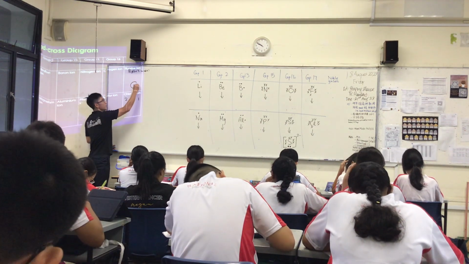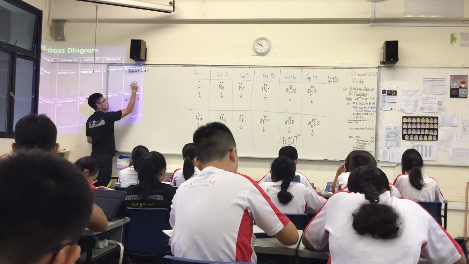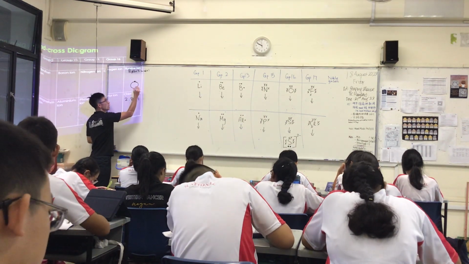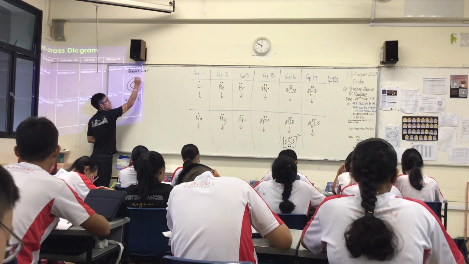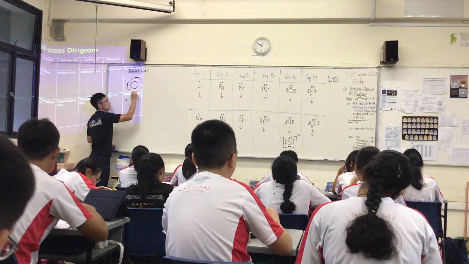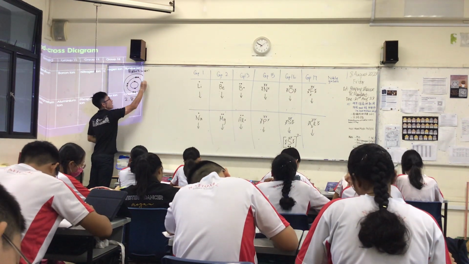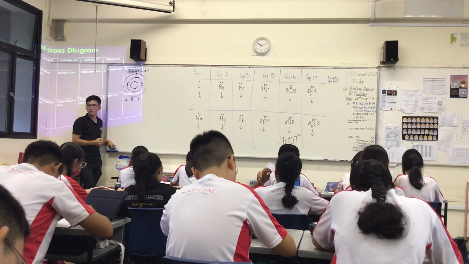Agree? The first shell should have 2 electrons. Correct? Second shell should have 8 electrons: 1, 2, 3, 4, 5, 6, 7, and 8. Third shell should have 1 electron. Following?